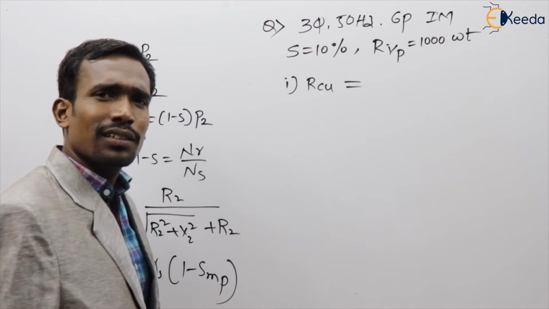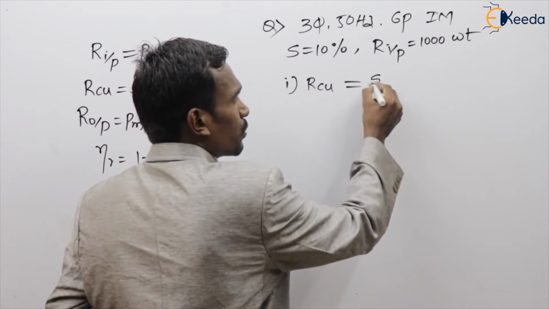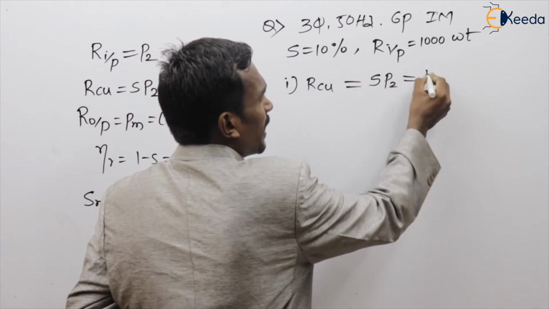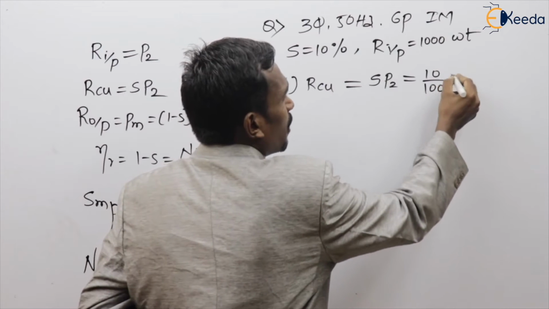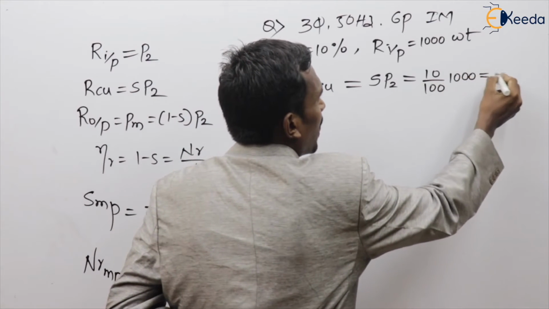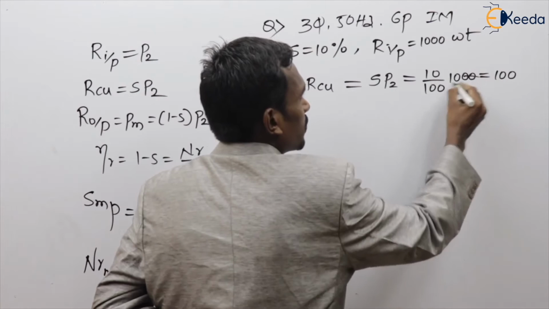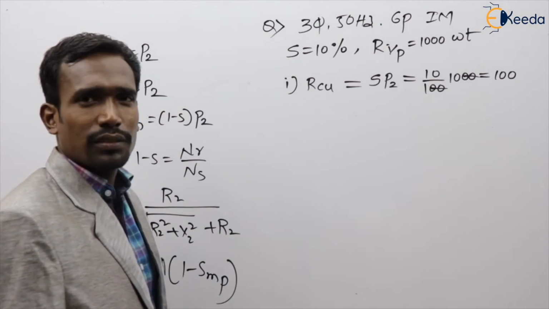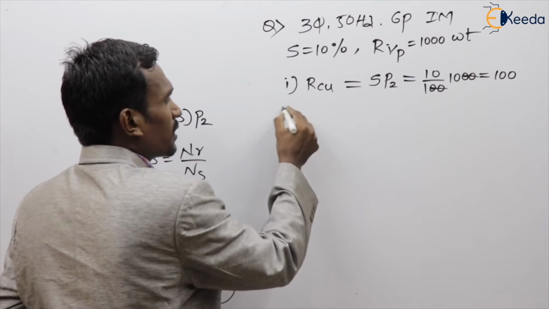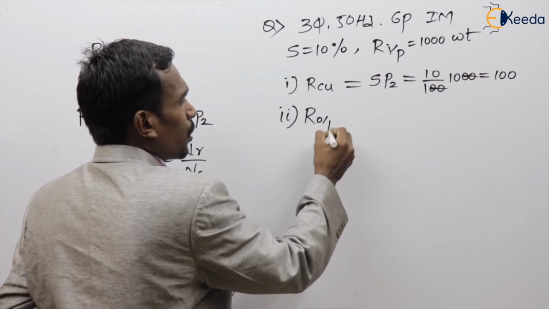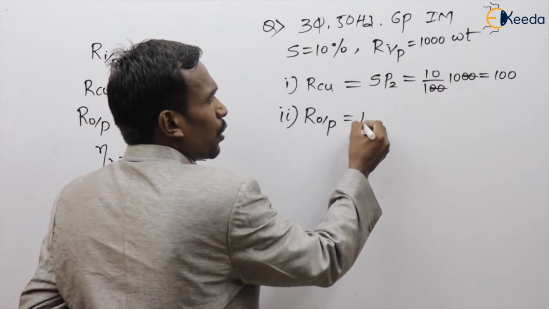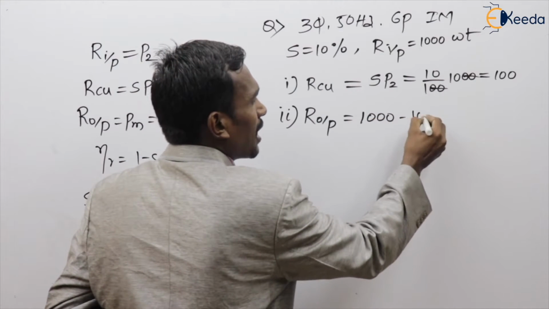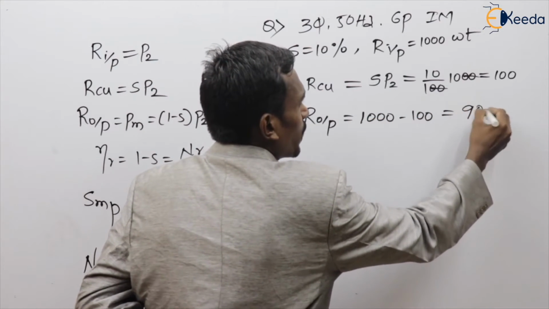Tell me what is the answer? Rotor copper losses is equal to S into P2. What is S? 10% of 1000. What is the answer? 100 watts. 100 watts is the rotor copper losses. Next question, what is rotor output? Rotor output is equal to rotor input minus losses.